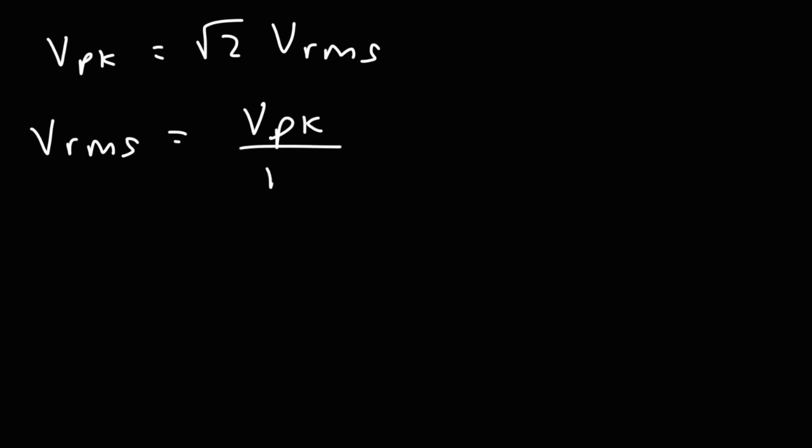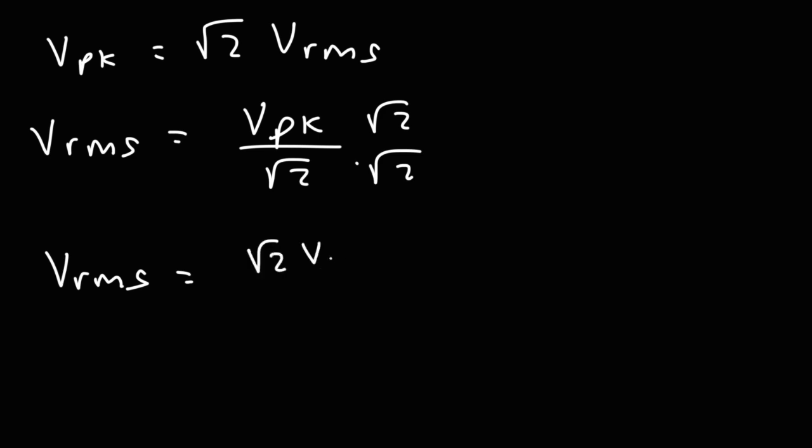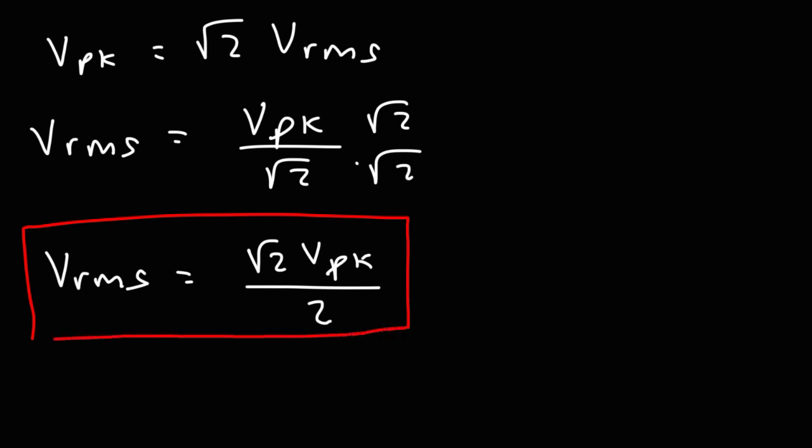So we said that the peak voltage is equal to the square root of 2 times the RMS voltage. If we divide both sides by the square root of 2 and reverse the equation, the RMS voltage is going to be the peak voltage divided by the square root of 2. If we multiply the top and the bottom by the square root of 2, we get the RMS voltage is equal to the peak voltage times the square root of 2 over, multiplying these two, that's 2 times 2, that's 4. The square root of 4 is 2. So this is another way in which you can calculate the RMS voltage given the peak voltage.